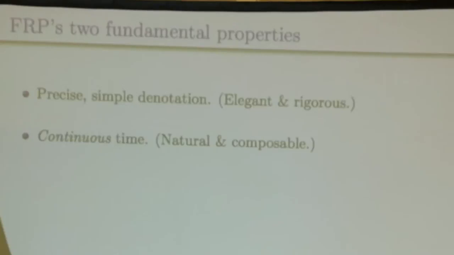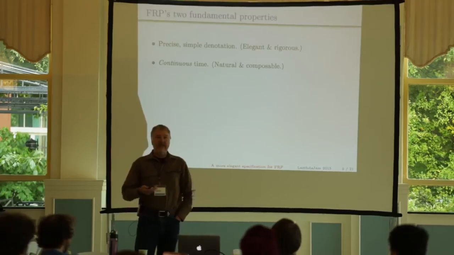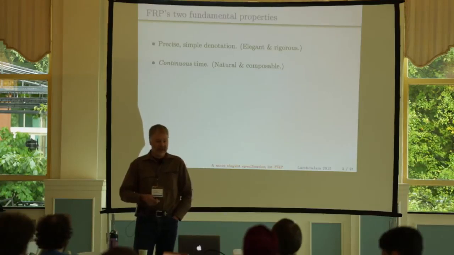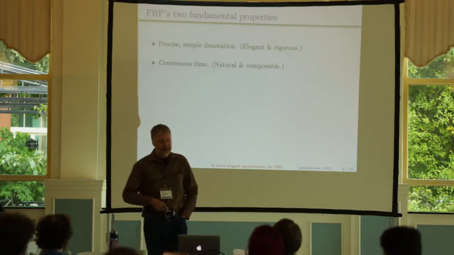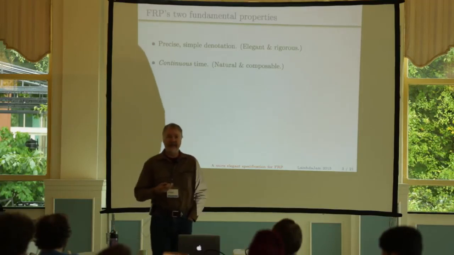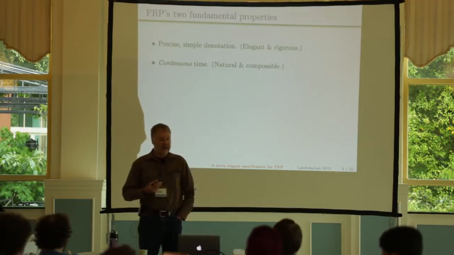The domain-independent one is to base the entire development of the API, its formal specification, its documentation, and its implementation on a precise specification in the form that I call denotational. So it has a precise, simple denotation. And then the second principle is continuous time. That was really the key idea, the germ that gave rise to functional reactive programming.